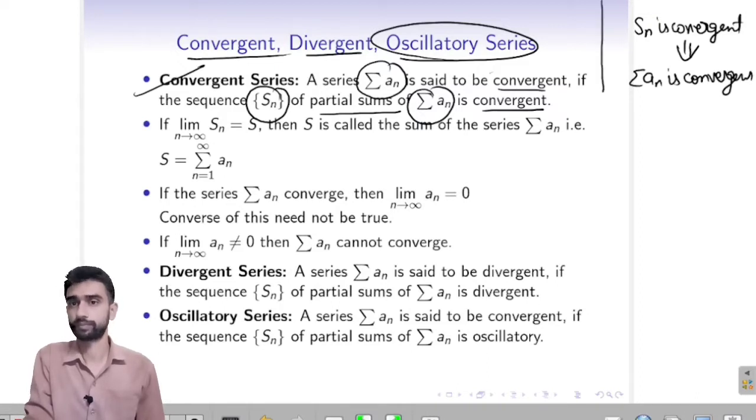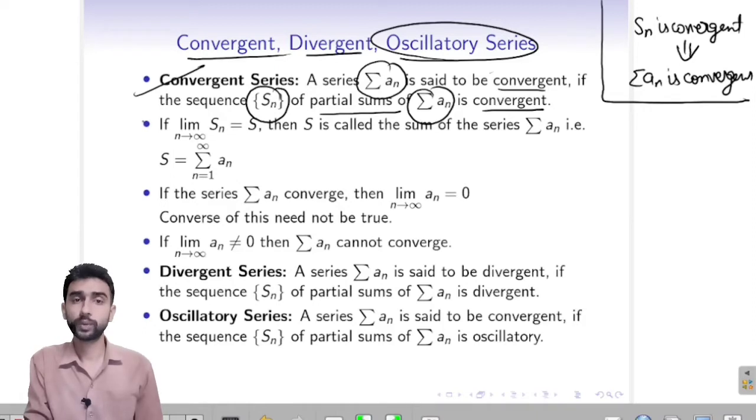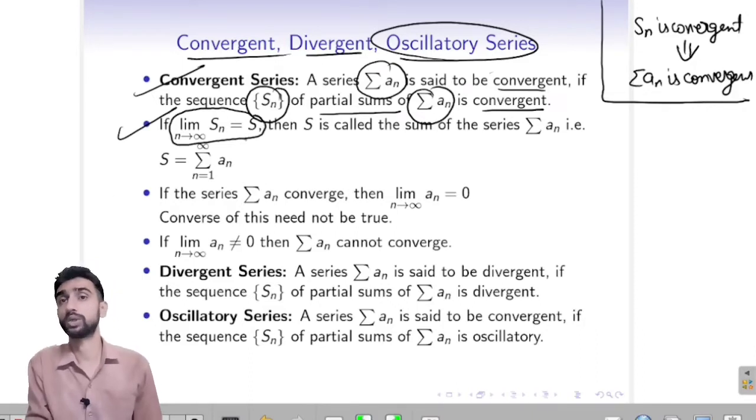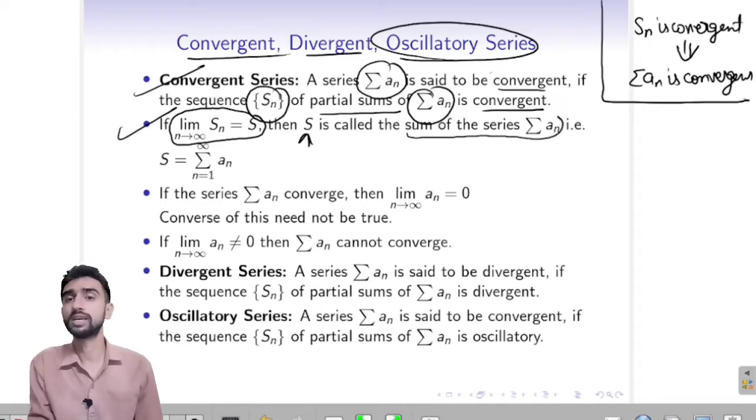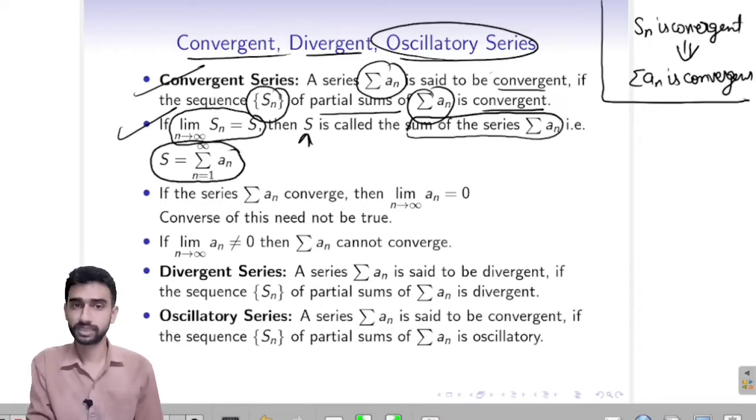Okay, easy step. Now if the limit of this sequence of partial sums is S, or I can say it converges to S, what is this capital S? This is the sum of the series. This will be called the sum of the series, and we can represent it like this: the sum of the whole series is equal to S.